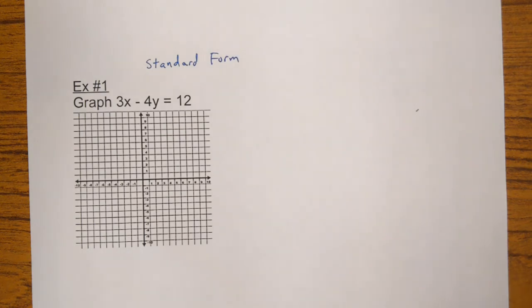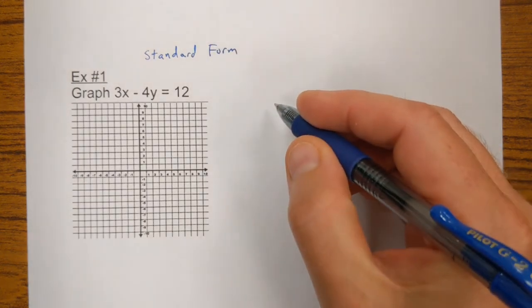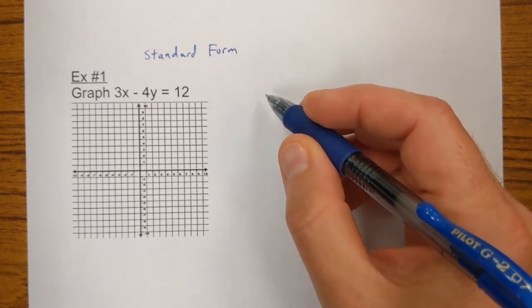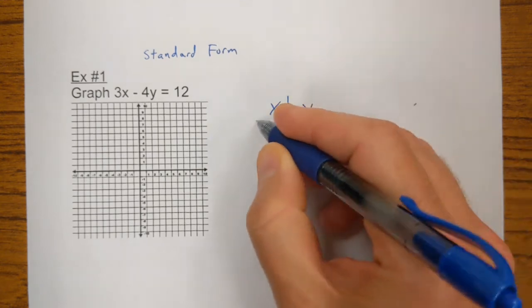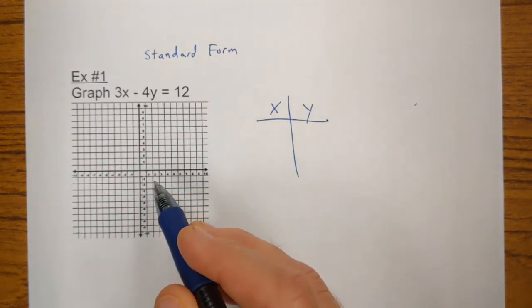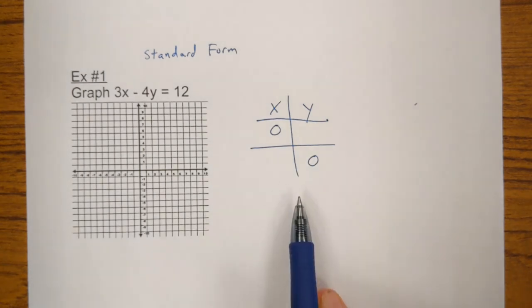Now, different teachers will teach you different ways to graph a line in standard form. Me personally, I have a technique that I'm very fond of. It's called finding the x and y intercepts. If you ever need to graph a line and it's in standard form, I would encourage you to start like this.